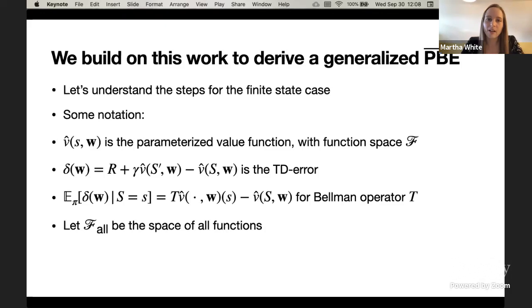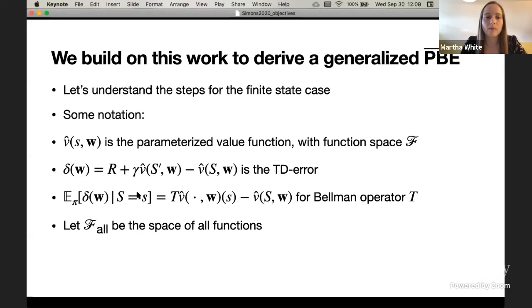Okay, we're going to talk about the finite state case. Here's some notation we're going to use. I'm going to assume we have a parameterized value function v hat with parameters w. Here's the standard TD error, and just note that when I talk about the expected value of the TD error parameterized by the weights under policy pi, that's exactly reflecting what this Bellman residual is. So it's just this Bellman operator here, but I'm going to be often writing it in this form instead because it's going to be useful for manipulation.